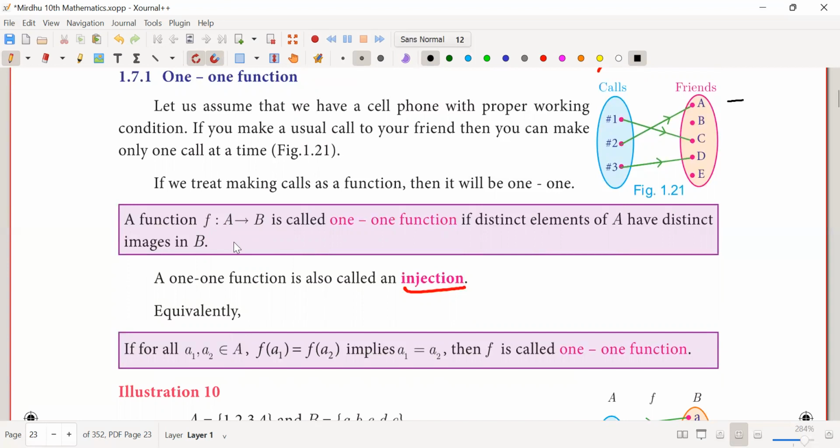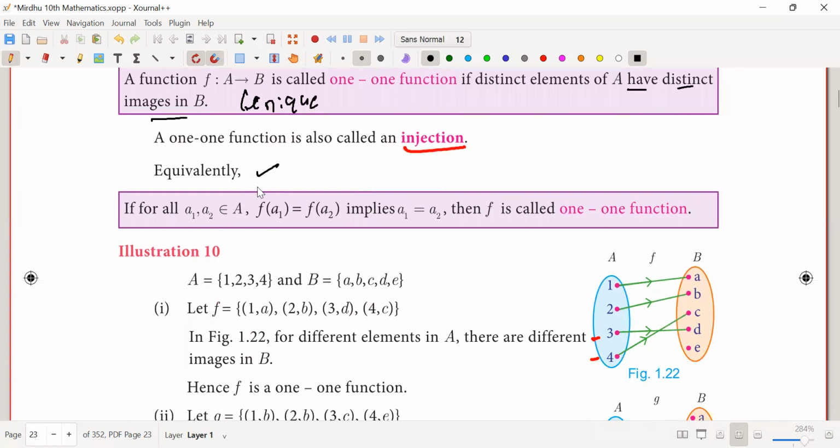A function f from A to B: whenever you get this, you have to read it as f is a function from A to B. It's called a one-to-one function if distinct elements of A have distinct images, unique separate images. No images are the same. Each element of A should have a separate unique image. No other element of A should go to the same image. That is a one-to-one function.